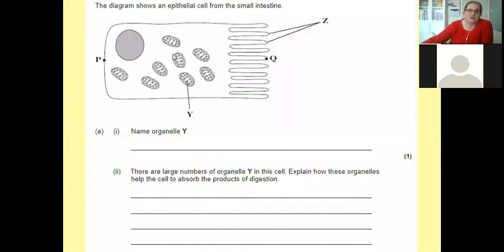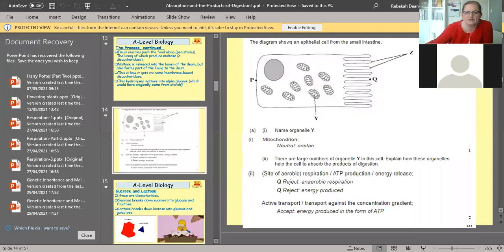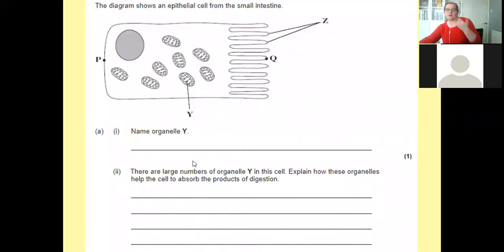The diagram shows, I don't know what it's showing, because I can't see what it says. I presume it says an epithelial cell. Let's have a quick look at what it's actually saying. Epithelial cell from the small intestine. And it wants you to name organelle Y. So obviously it's just testing your organelle knowledge.